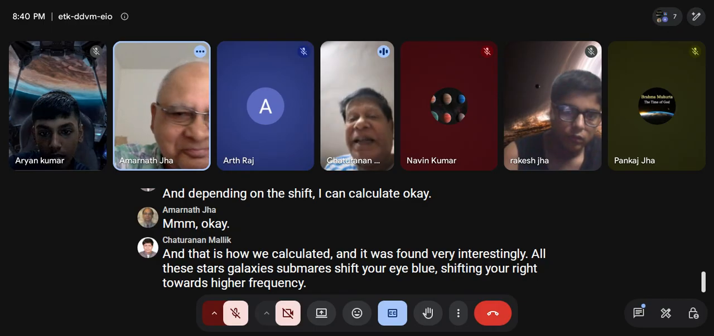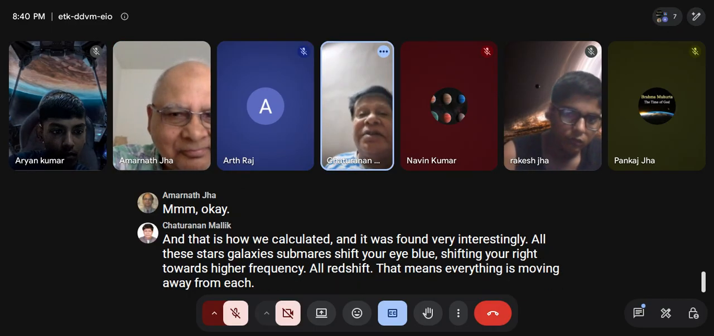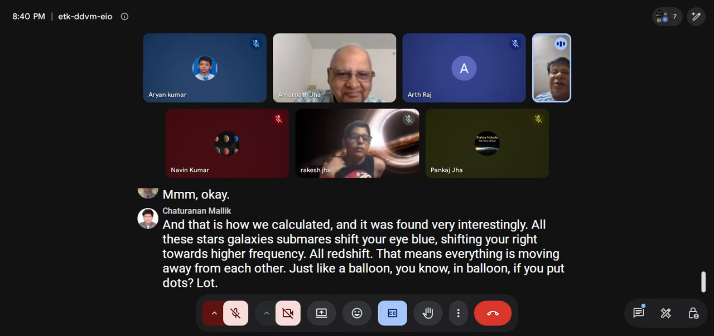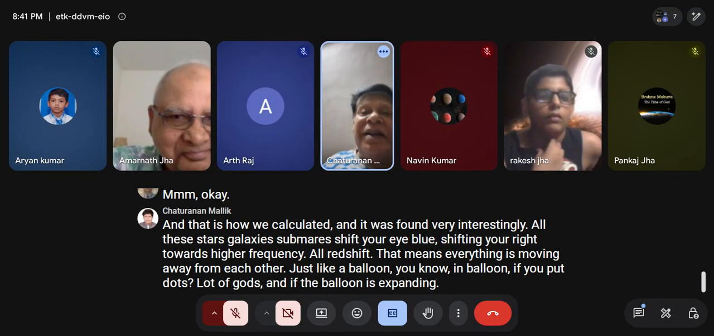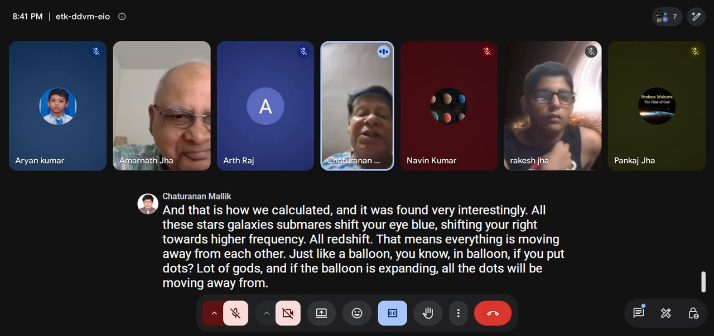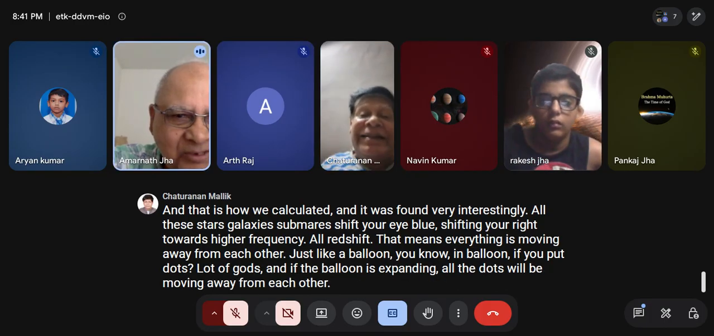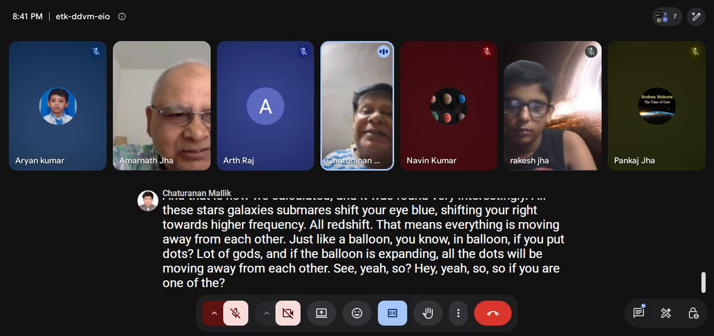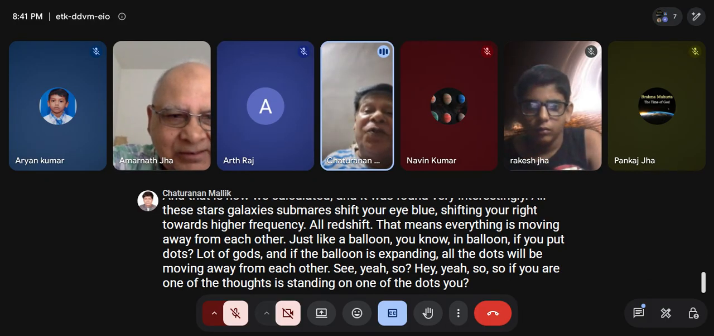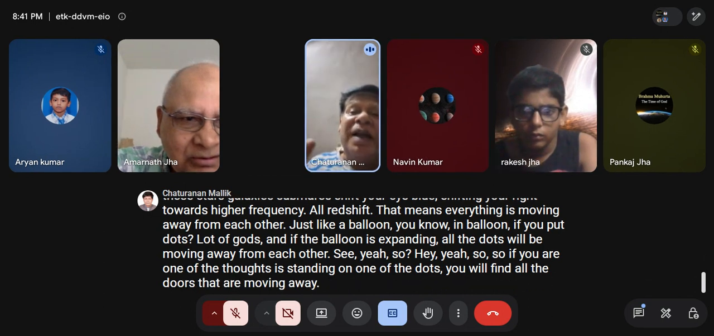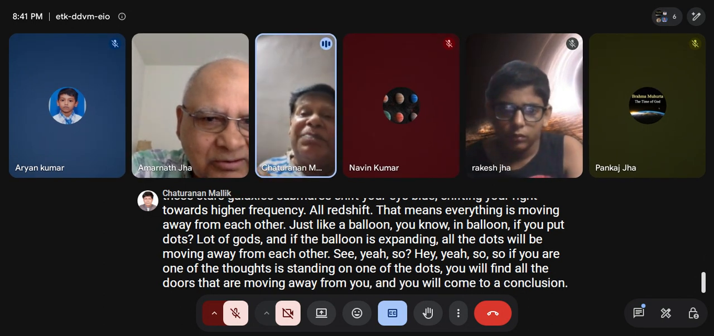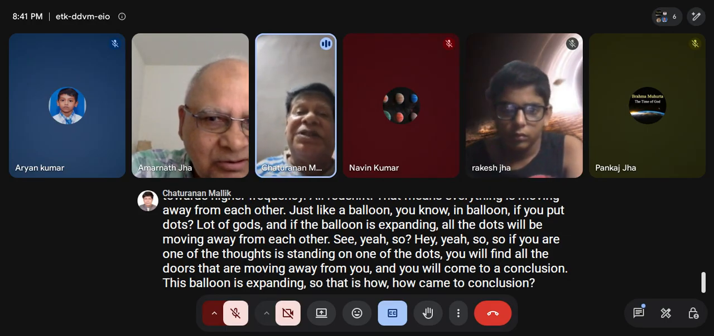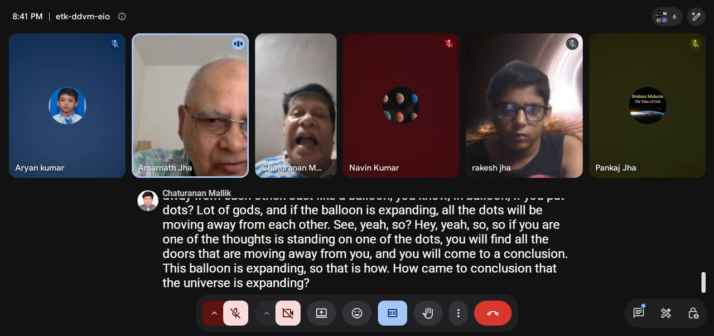All red shift. That means everything is moving away from each other. Just like a balloon, you know, in a balloon if you put a lot of dots, and if the balloon is expanding, all the dots will be moving away from each other. If you are standing on one of the dots, you will find all the dots are moving away from you, and you will come to the conclusion that this balloon is expanding. So that is how Hubble came to the conclusion that the universe is expanding.